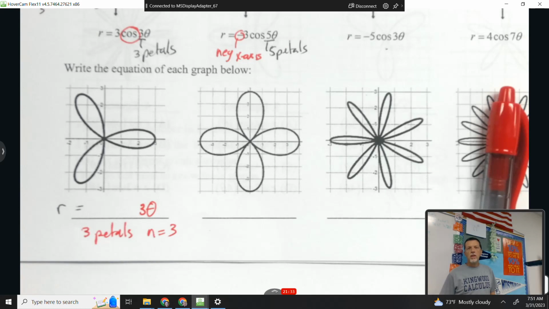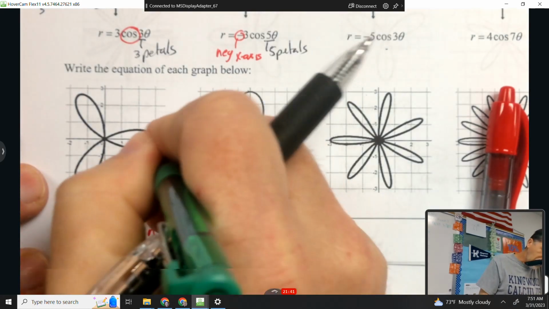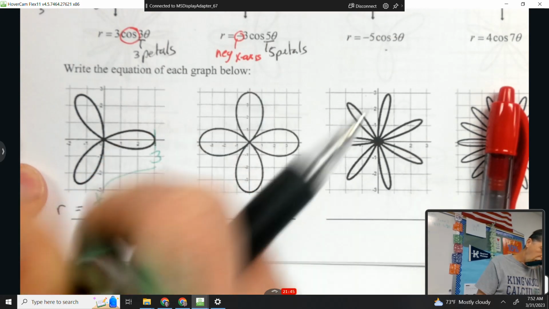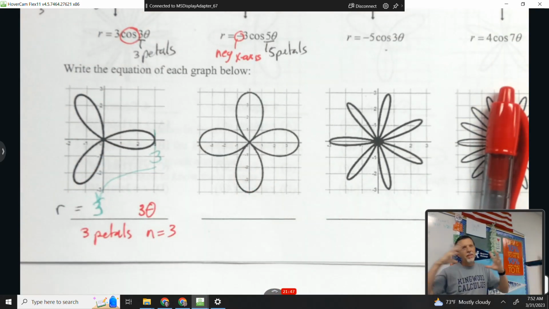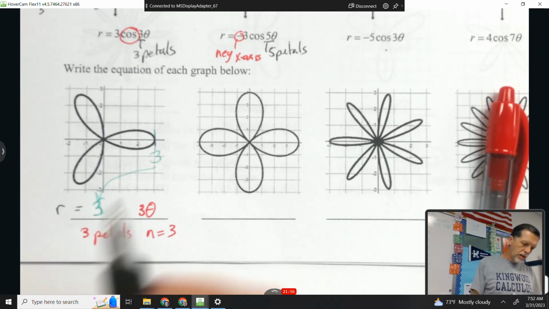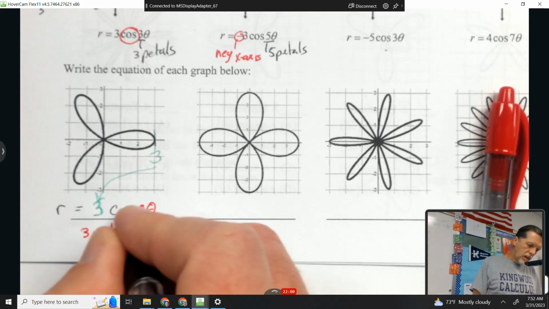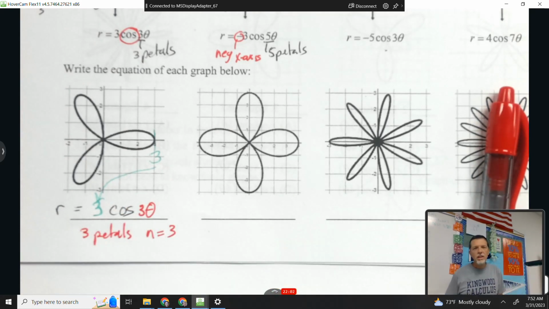Okay, we don't say diameter, but yeah, I know what you mean. The length of the petal is 3. So this length is 3, so that's our amplitude. I don't think that's exactly the right word, but it controls how big the rose is. So put a 3 out there. It's cosine because it's on the x-axis, and it's a positive cosine because it's on the positive x-axis.